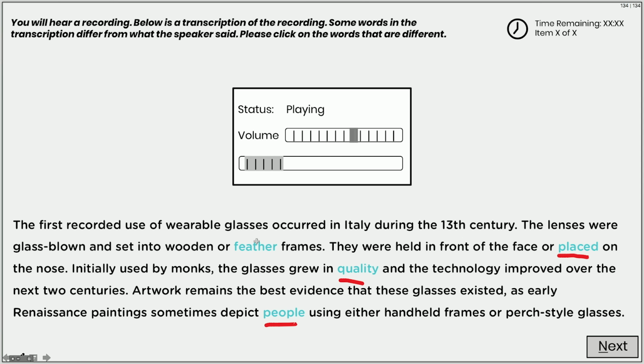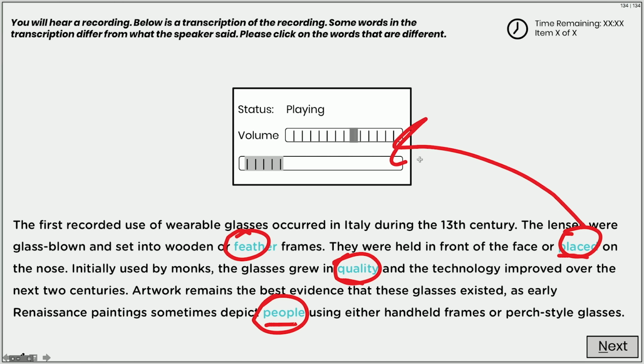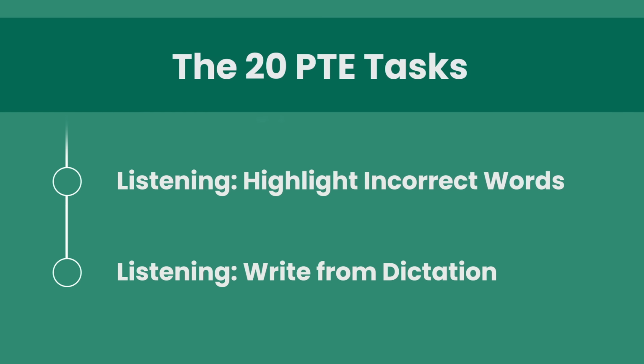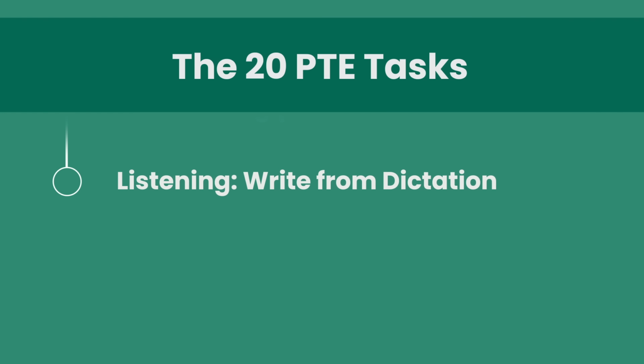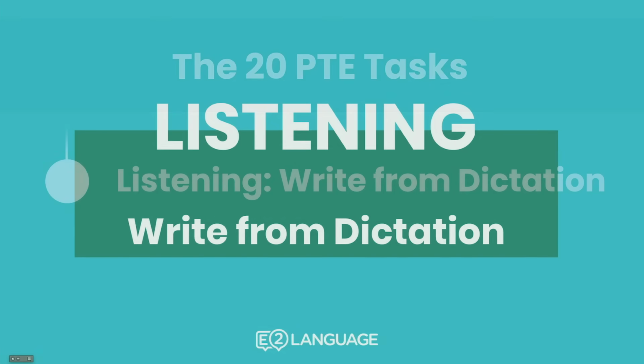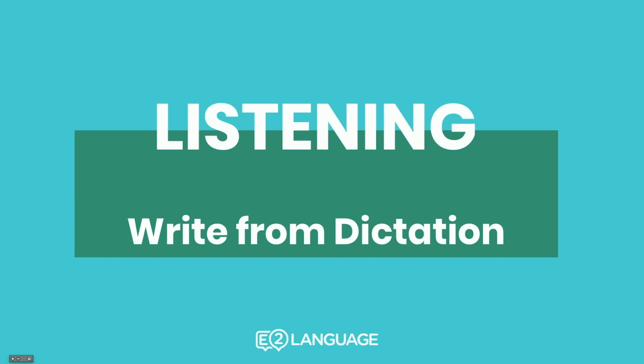Okay, so there were four words here that differed from what the speaker said in the audio. Cool. Let's move on and do the final task of the entire test. You've done very well. Okay, the final task of the listening section and the entire test is called Write from Dictation.